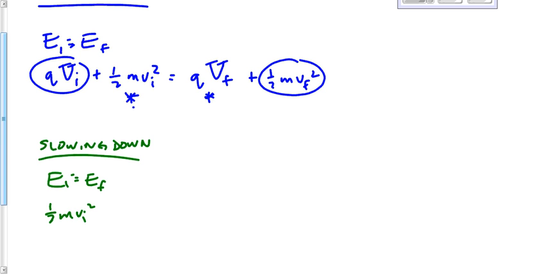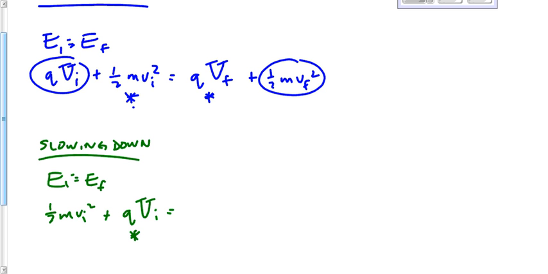So I'm going to put in an MGH there. Sorry, not MGH, but QV. But we'll star that. Normally in these situations where it's slowing down, we're not going to start with potential energy, but it could be, depending upon where you define your starting point to be. We'll always have kinetic though.